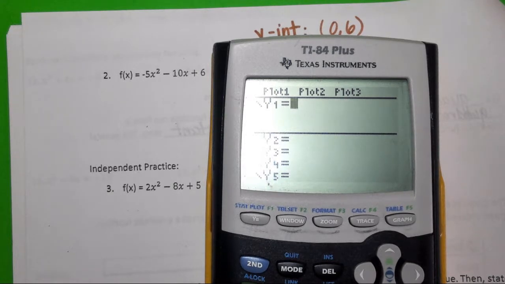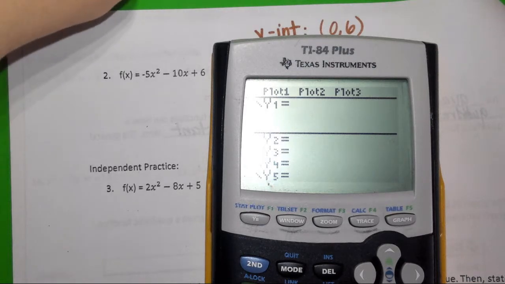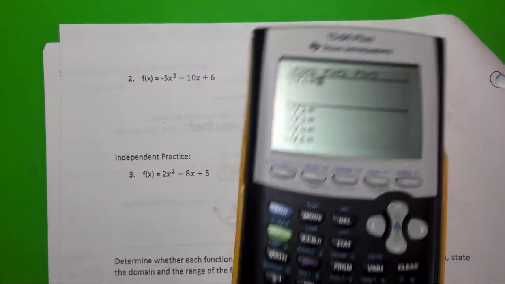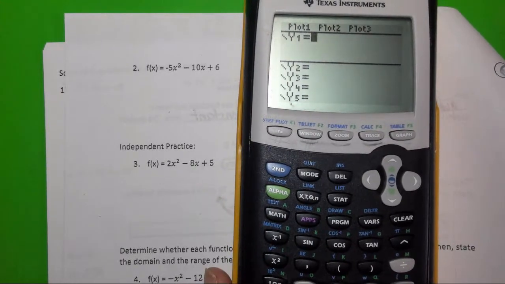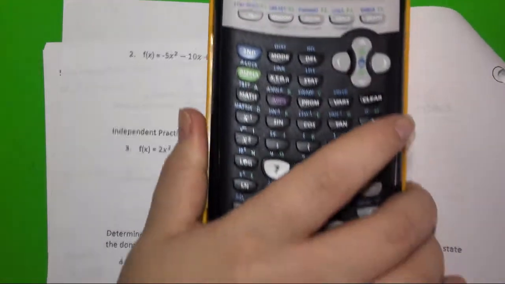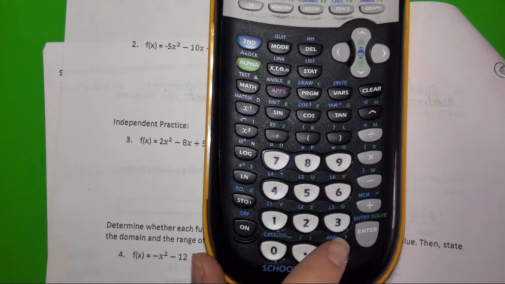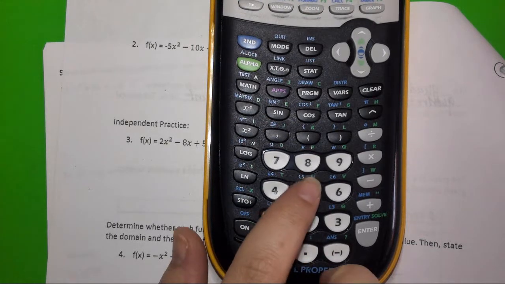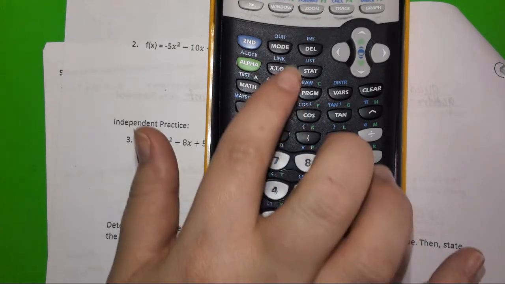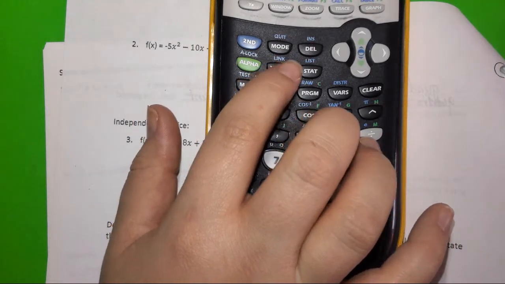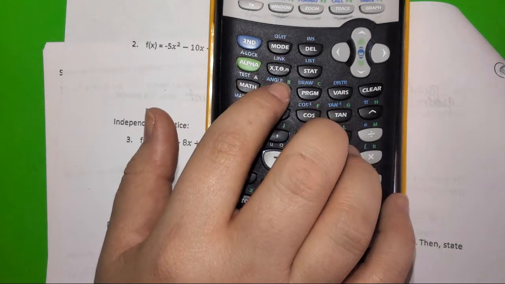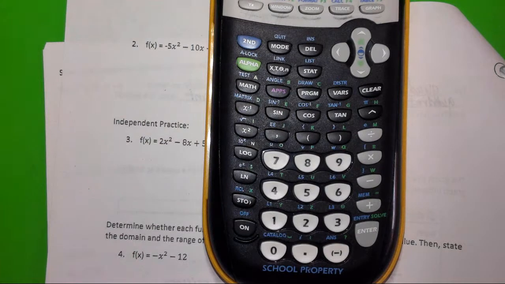Okay, so we need to graph negative 5x squared minus 10x plus 6. And sadly, which buttons we press are going to affect our graph. So when I say negative 5x, which negative button do I press? Not the minus button, the negative button. So negative 5. X is the button that has the x, t, theta, n. So I've got negative 5x. Anyone not have negative 5x that's trying to graph?